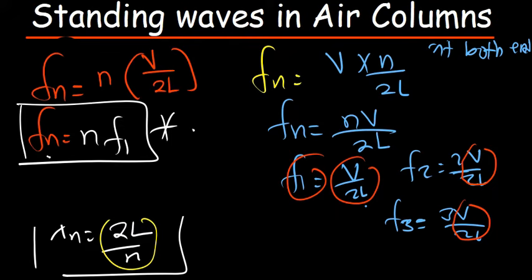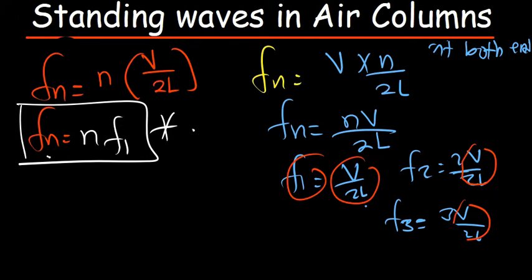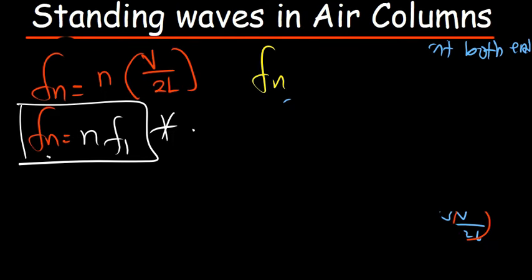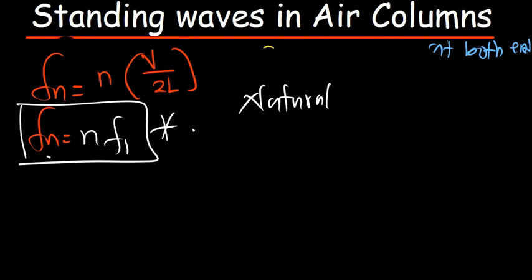So now, in this case, when the pipe is open at both ends, we are following the natural numbers. So you always have what we call the natural frequency. So we follow the natural numbers. What do I mean? n is equal to the natural numbers.